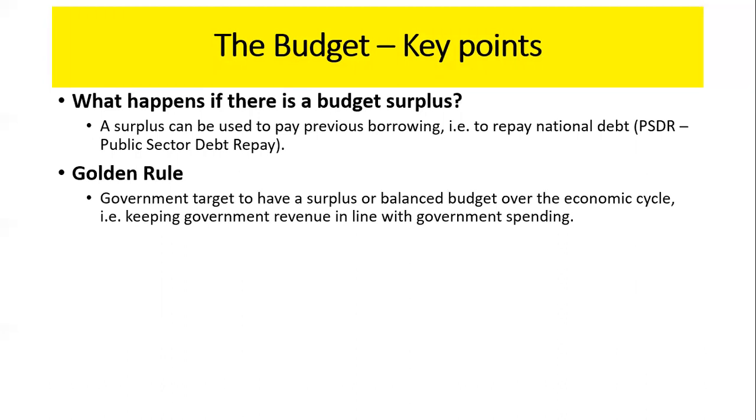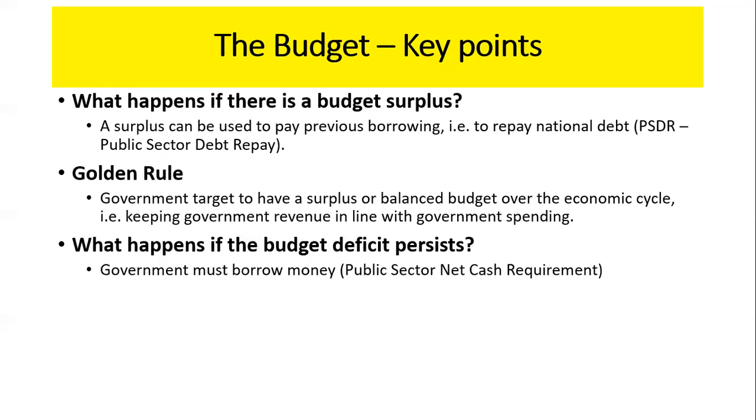We have a golden rule, or the government would have a golden rule, that the government targets a surplus or balanced budget over the economic cycle, keeping government revenue in line with government spending. So ideally, what is the situation you want? You don't want a continuous budget deficit. You want to try and maintain a balanced budget across a financial year. It's often very difficult to strike a balanced budget, but you want to try and get as close to it as you can.